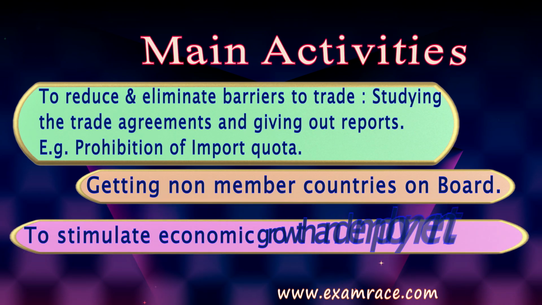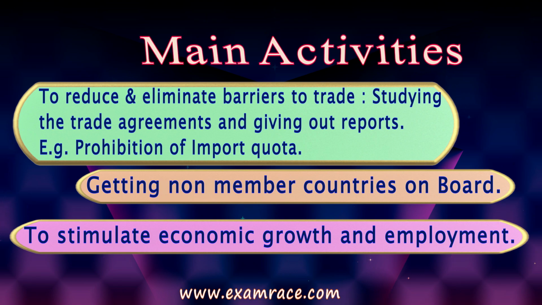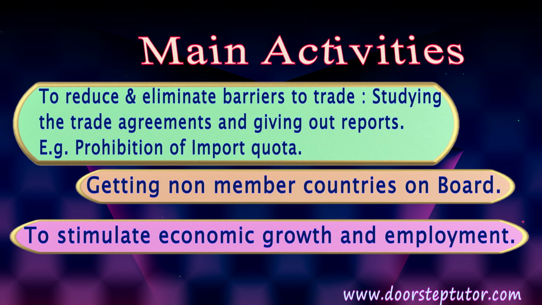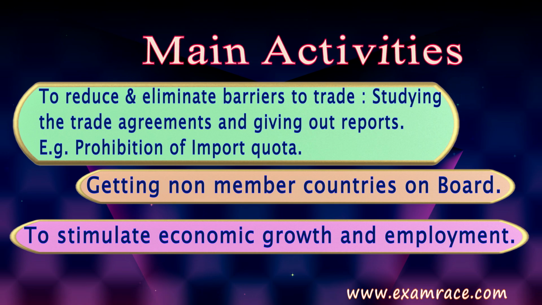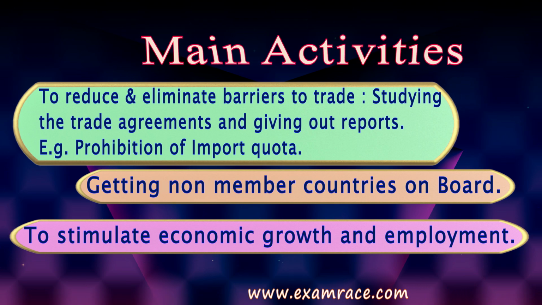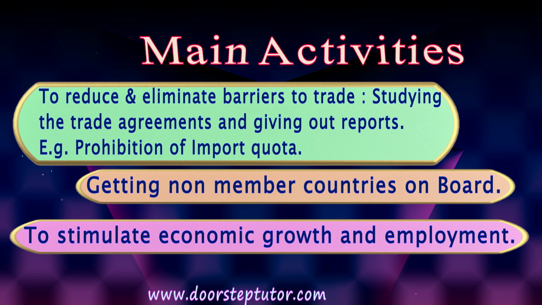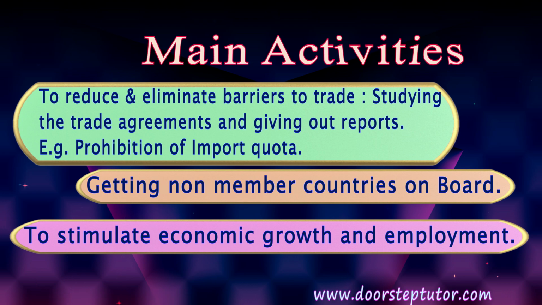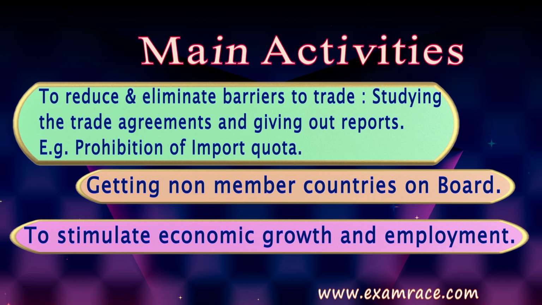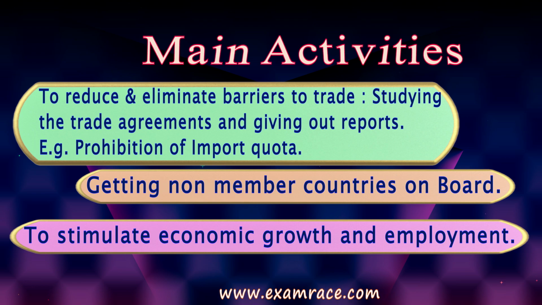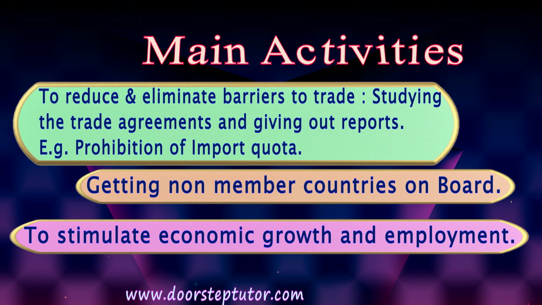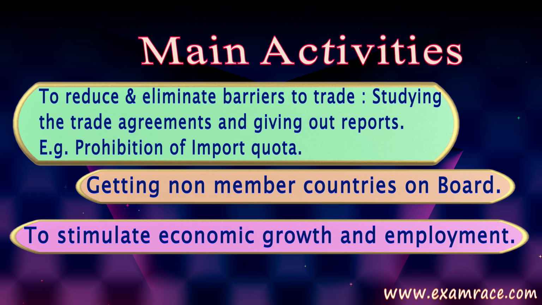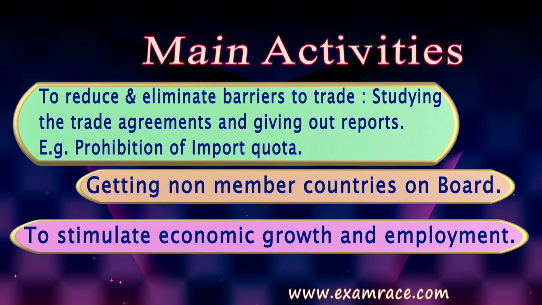The third crucial function of WTO is to stimulate economic growth and employment. Economic growth and employment is the crucial aim of the WTO because WTO always tries to remove the barriers to trade so that employment opportunities across the globe can be increased and economic growth of all the member countries can be increased. Thus, WTO, by eliminating the barriers to trade, stimulates economic growth and employment.